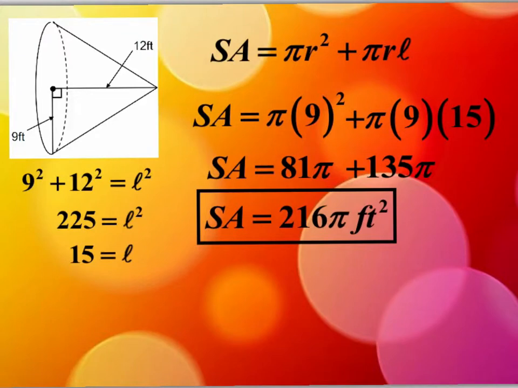Here's the second cone example. We were given the radius to be 9 and the height on the inside was 12, but we need this lateral height here. So we'll use the Pythagorean theorem to do 9 squared plus 12 squared equals L squared. And then we square root both sides and L equals 15. Now that I have all my known values, I can plug that into the surface area formula. And then I calculate to get 216 pi feet squared.